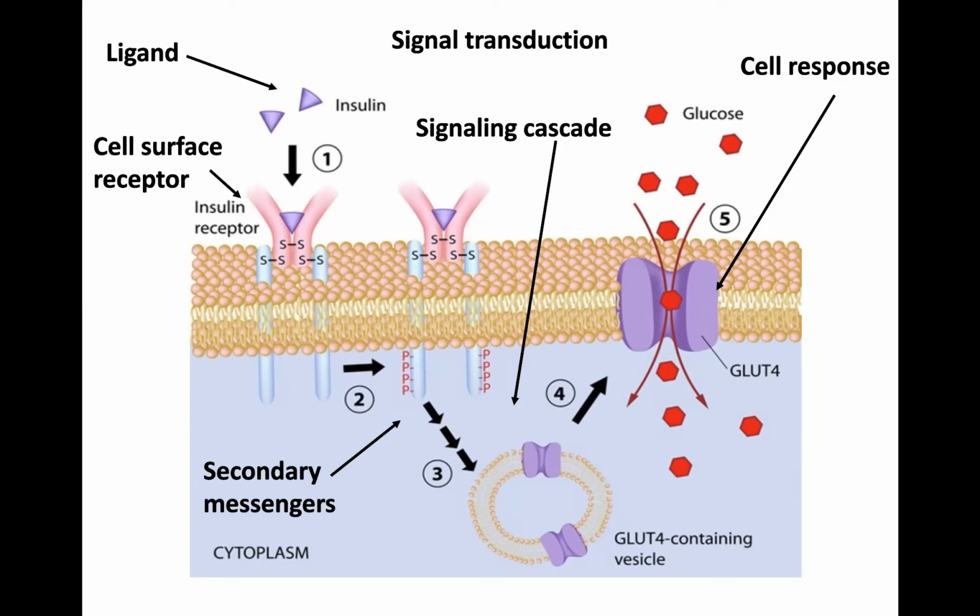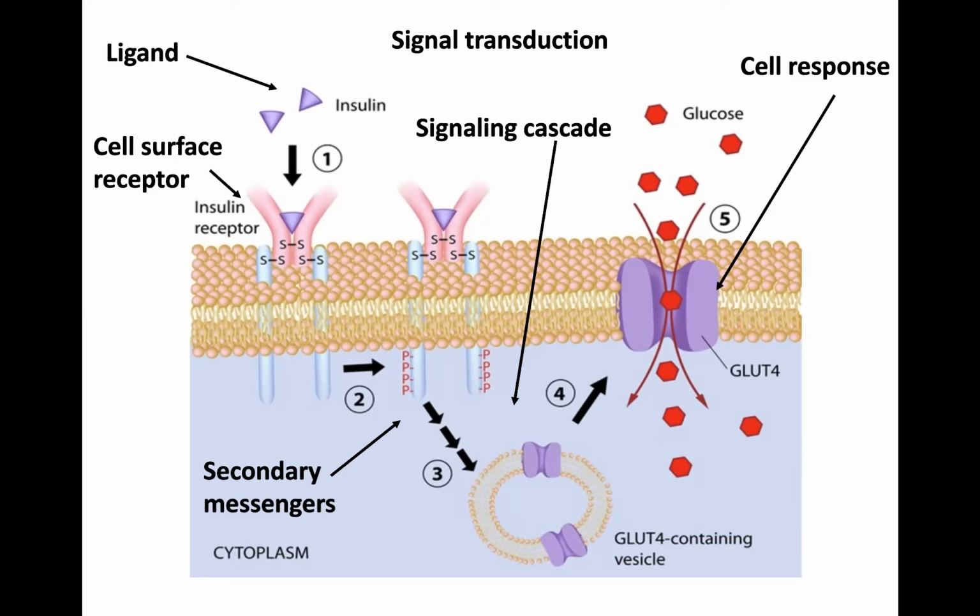In this case, it's a cell surface receptor, but it doesn't have to be in the plasma membrane. It could be inside of the cell. And if it was inside the cell, it would only be activated by a molecule that's small enough and polar and could just go straight through the plasma membrane like carbon dioxide.